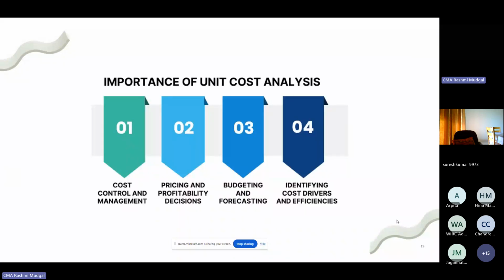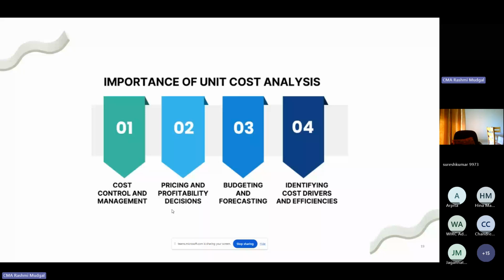Importance of cost analysis: why we actually need the cost technique here. Firstly, we can control the cost as well as management. If my sale price is less than my cost of production per unit, I can control the cost, or I can increase the price also. Pricing and profitability decisions can be taken here also. Budgeting and forecasting: previous data can be taken into consideration when I am making decisions for the future.